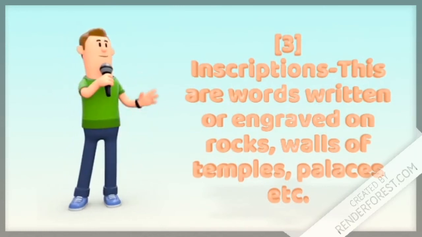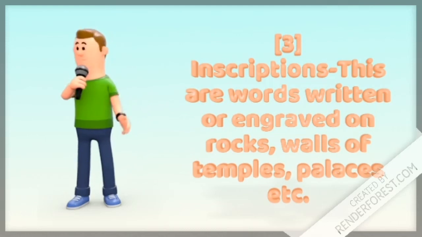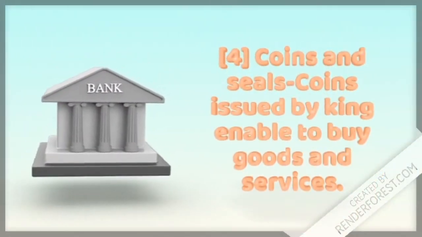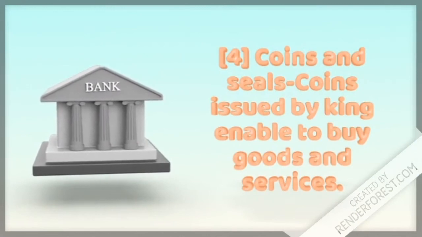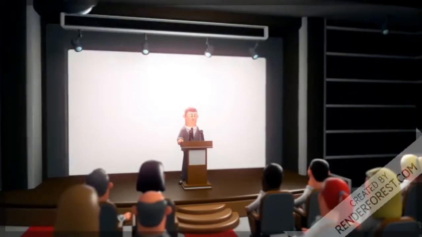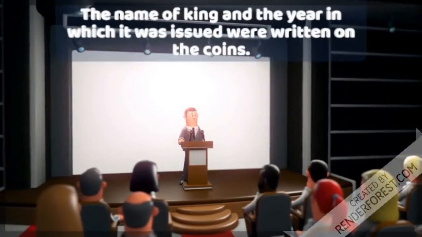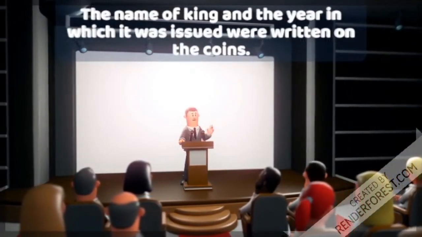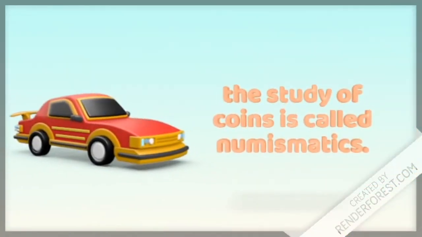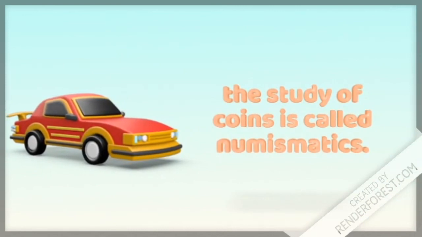Number 3, inscriptions. These are words written or engraved on rocks, walls, etc. Coins and seals. Coins issued by kings enabled people to buy goods and services. The name of the king and the year in which the coin was issued were written on the coins. The study of coins is called numismatics.